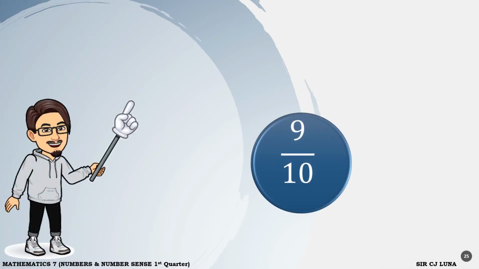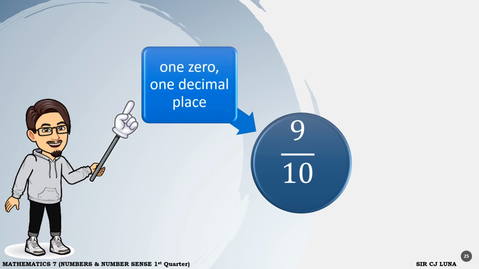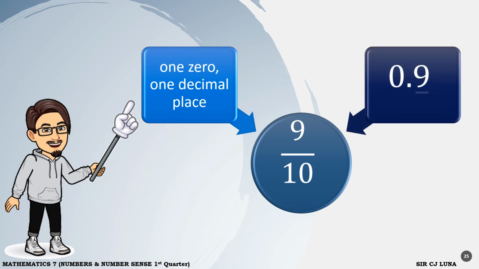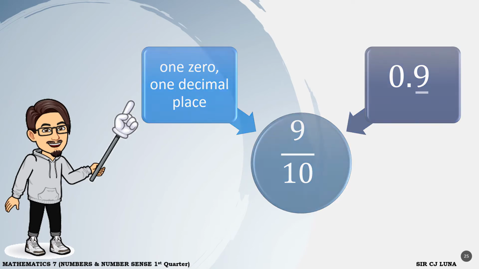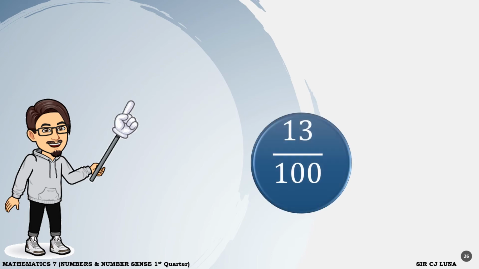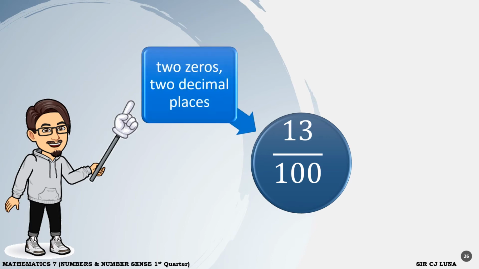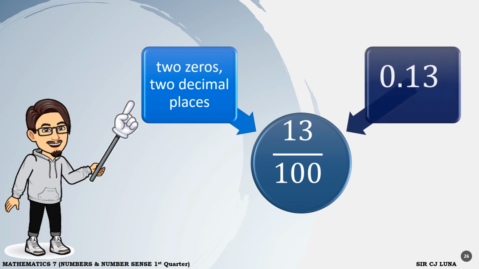Let's say we have 9 over 10. Ilan ang 0 ng ating denominator? Isa. So we have 1 0. That means we have 1 decimal place. And that is 0.9. Okay? What if we have 13 over 100? Ilang decimal place kaya to? Very good. Since meron tayong dalawang 0, meron din tayong dalawang decimal places. So we have 0.13.